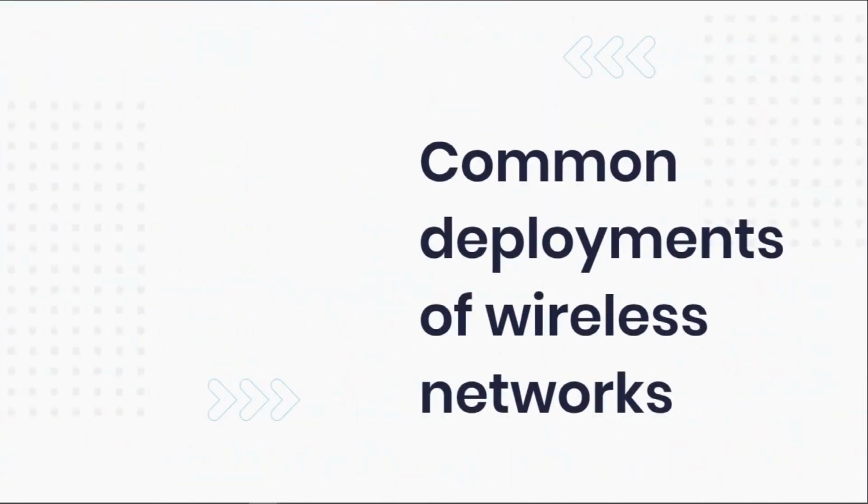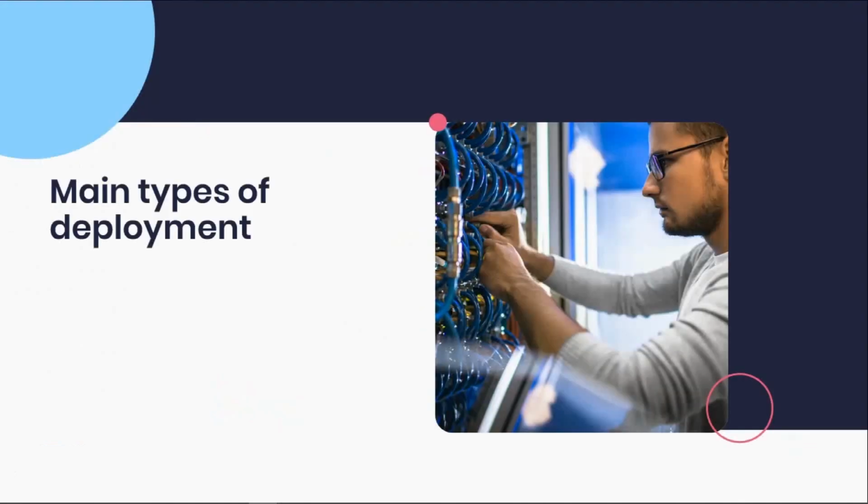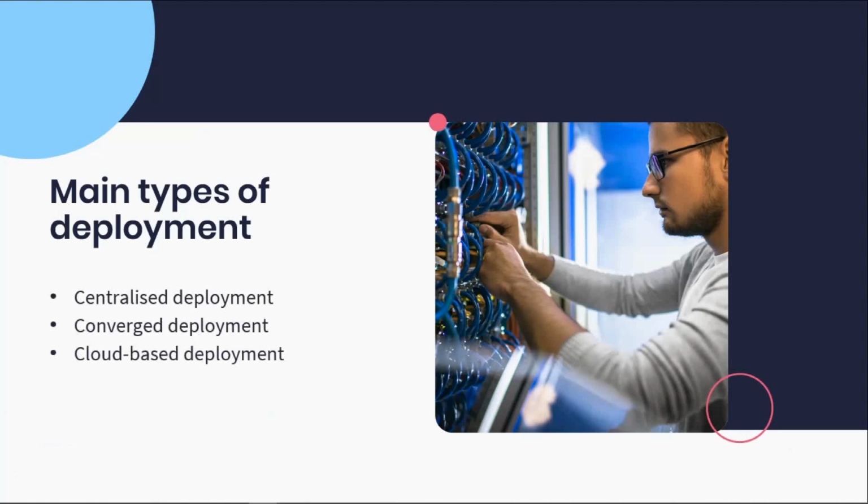We have reached the last section of this lesson. Here we will be looking at some common deployments of wireless networks in business settings. There are three main structural components of deployment that apply to working environments, and we'll discuss each one separately. They are centralized deployment, converged deployment, and cloud-based deployment. Before we look at each one, I must mention that most business owners would get advice from a consultant before implementing any of these structures because they're all rather complex.